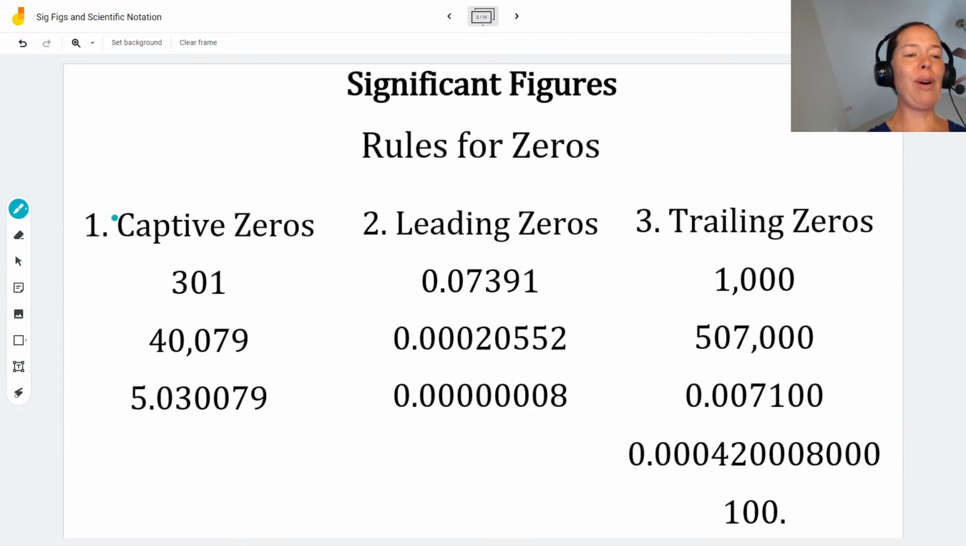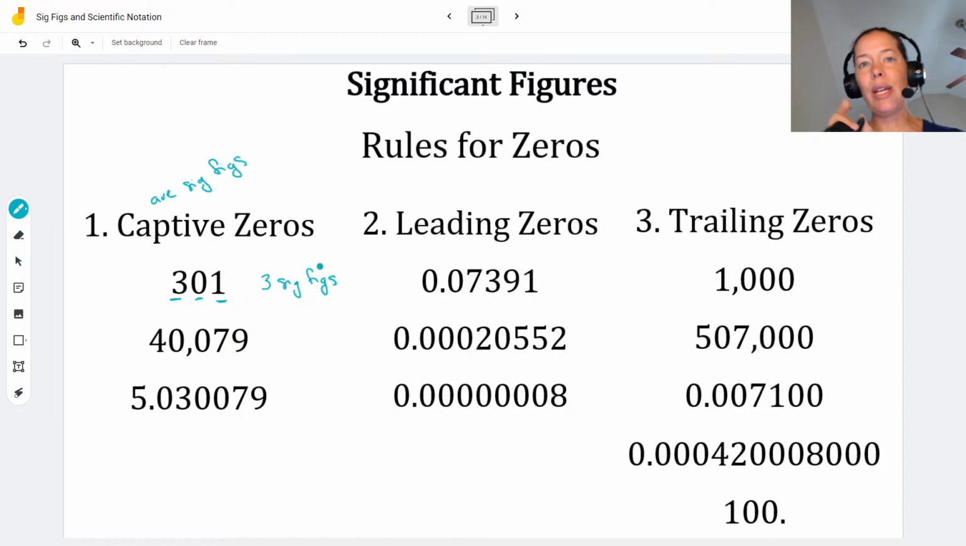Okay, so rule number 1, we're going to talk about what are called captive zeros. These are zeros that are in between significant figures, or in between non-zero integers. So if you look at my first example, 301, this 0 is captive. It's in between a 3 and a 1, so it is in between 2 significant figures. That means it is significant. So captive zeros are sig figs. All right, so how many sig figs in 301? There are 3 sig figs, again, because that 0 is significant.